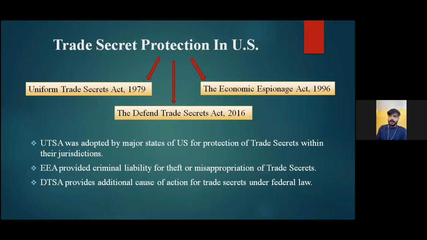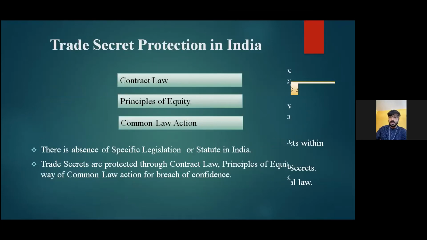Now, other than this, if we talk about trade secret protection in the US, as I said, there is the UTSA, the Uniform Trade Secrets Act of 1979. We have the Economic Espionage Act of 1996 and the 2016 legislation called the Defend Trade Secrets Act. These three laws govern trade secrets within the United States. They have different provisions, and that's how trade secrets are protected.